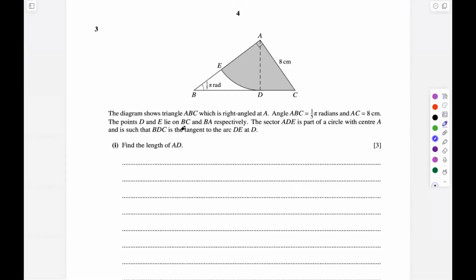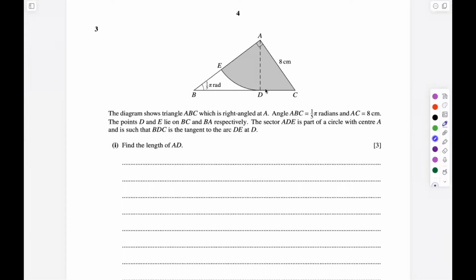In question 3, the diagram shows triangle ABC, which is right angled at A. Angle ABC is equal to 1 upon 5 pi radians, and AC equals 8. The points D and E lie on BC and BA respectively. The sector ADE is part of a circle with center A and is such that BDC is a tangent to the arc DE at D. So in part 1, we have to find the length of AD.